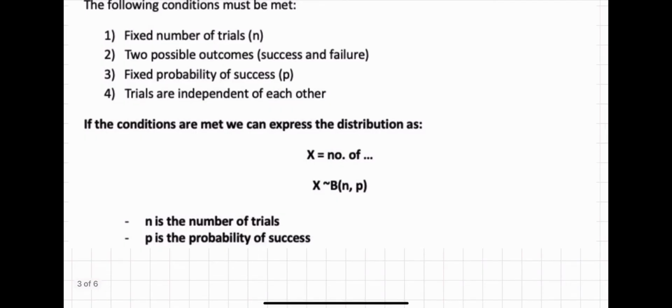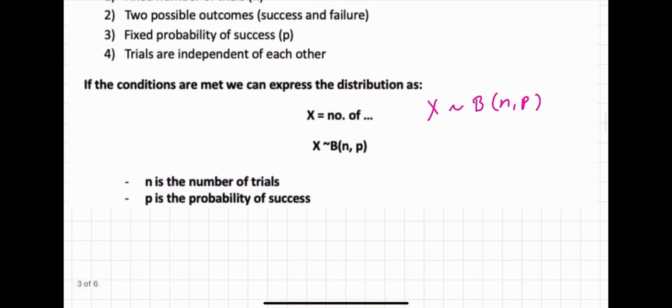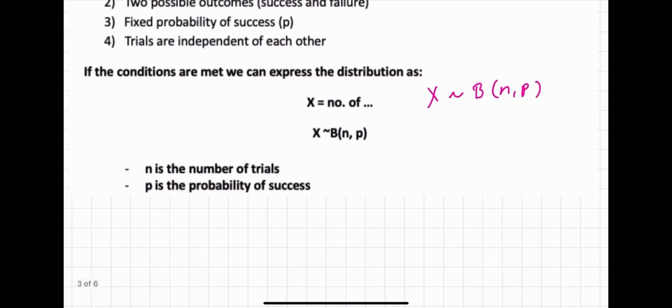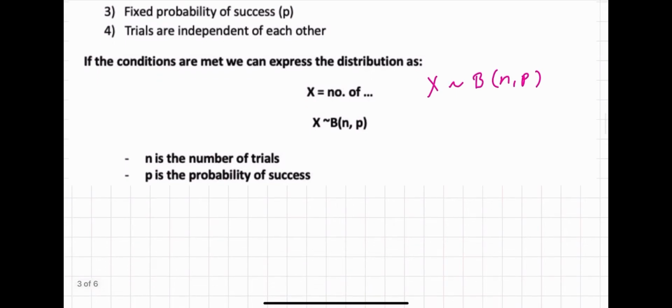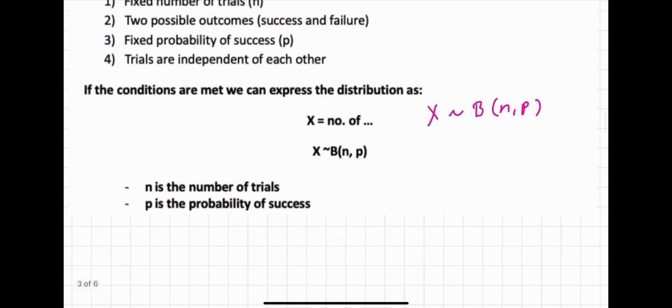If the conditions are met, you can express the distribution as x equals the number of something. You'll know depending on the context. Then you write x as this: x, squiggly line, B, n, comma, p. This reads as x is binomially distributed with n trials and probability of success p. Now, as it states here, n is the number of trials and p is the probability of success.